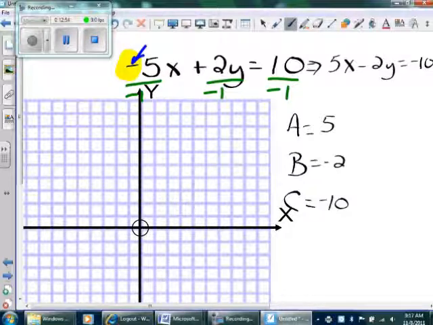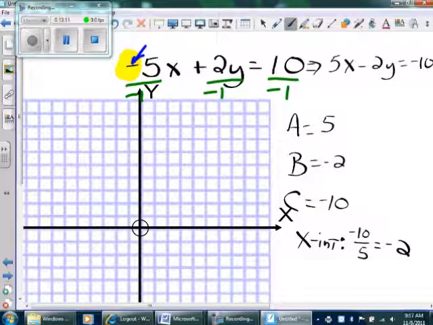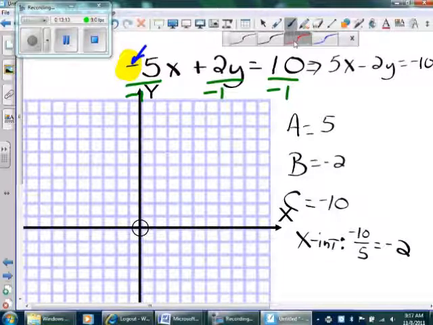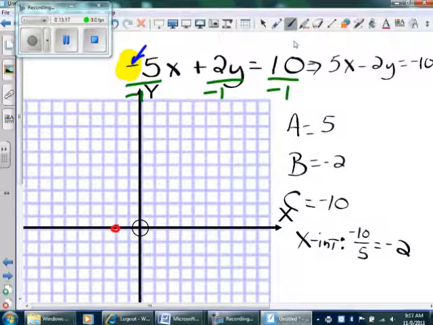To get my x-intercept, see if you can do it on your own. The x-intercept is going to be C divided by A. So that's negative 10 divided by 5, which is negative 2, which means that the x-intercept occurs when x is negative 2. The y-coordinate, of course, must be 0 because I'm on the x-axis.